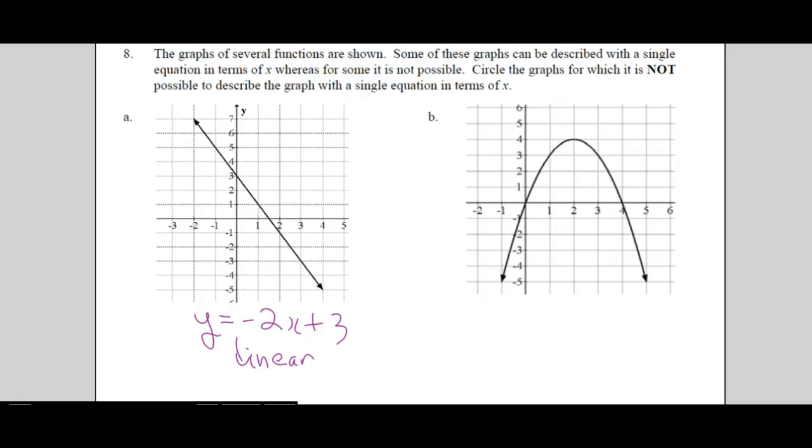Well, let's see. Should we circle this? No. It's y equals negative 1 times x minus 2 quantity squared plus 4. That's the equation for that graph. It's a parabola. It opens down. The vertex is at 2, 4. Now, how do I know the a value is 1? Go over 1, you go down 1. Go over 2, you go down 4. There's no stretch.